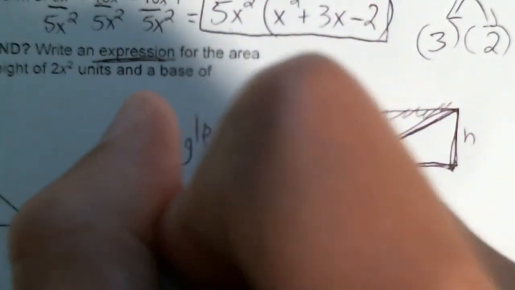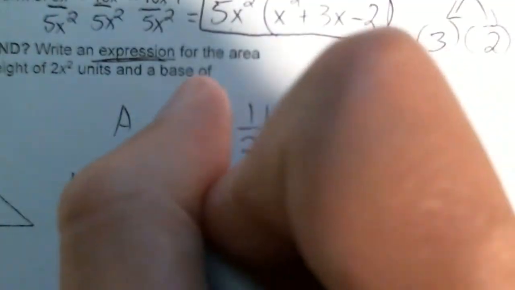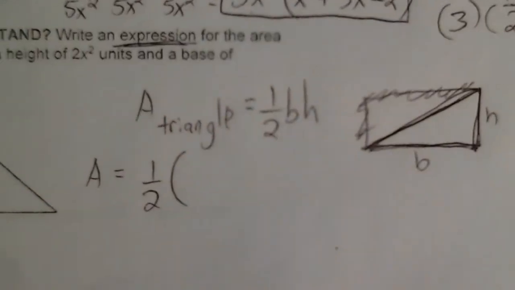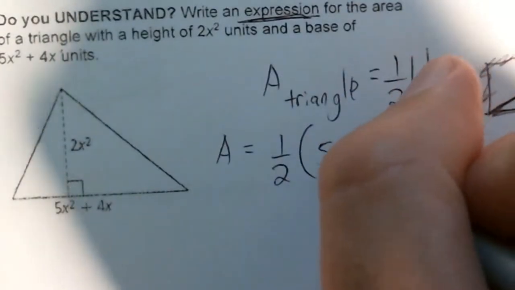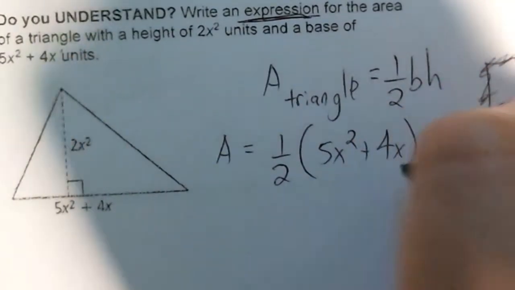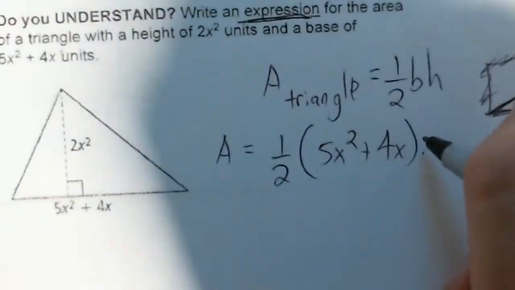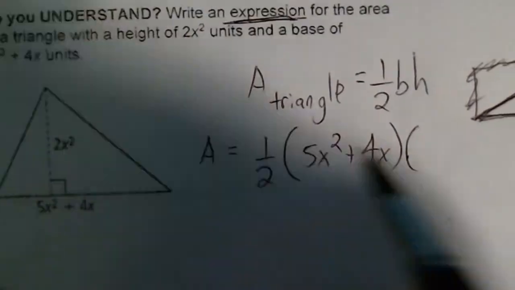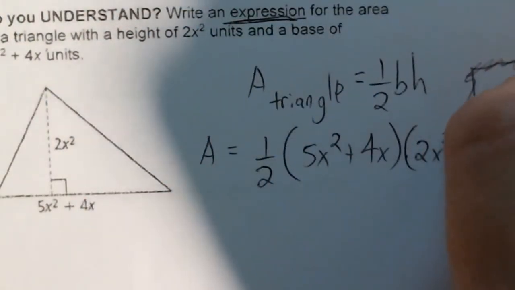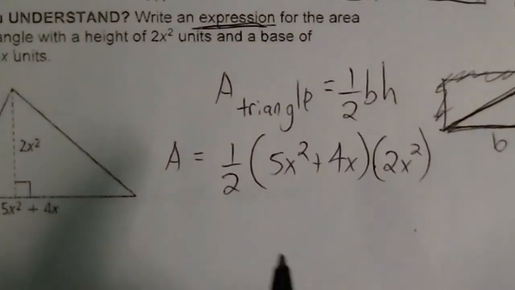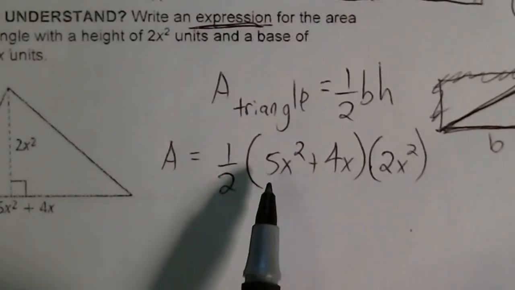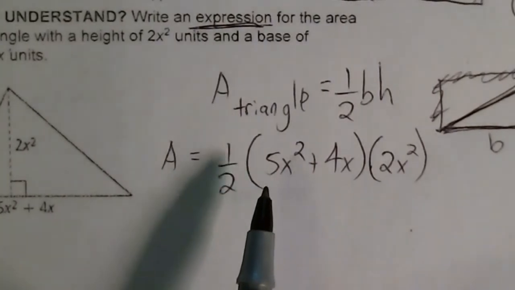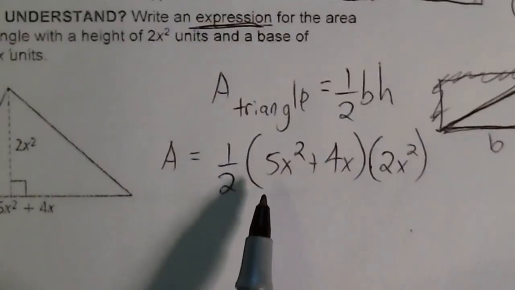So the area, in this case, is going to be 1/2. Now what's the base? Here's the base: 5x squared plus 4x. Okay, that's the base. And then I got to do times the height, times this guy, 2x squared. Okay, now how in the world do I do this? I could distribute the 1/2 here, I could do that. 1/2 times 5 gives me 2.5, which is fairly disgusting. Okay, not really interested in that.